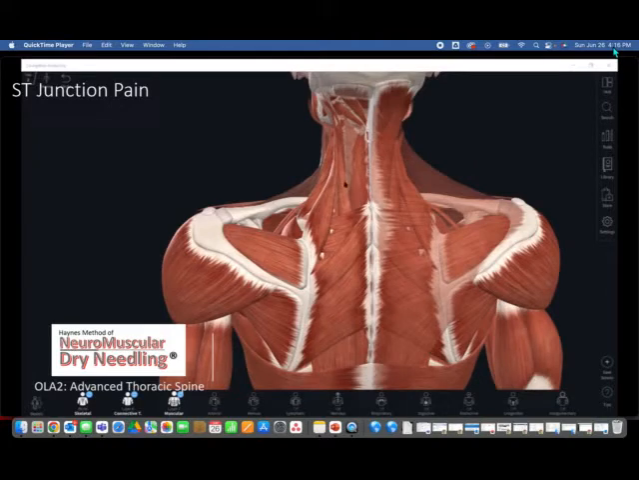Our primary structures will be the upper, middle, and lower trapezius, the rhomboid major, and the rhomboid minor. Our secondary locations will be the levator scapulae and the serratus anterior, and then the tertiary locations would be subscapularis and latissimus dorsi. The proximal spinal segmental locations would be C4, C5, C6, and C7.